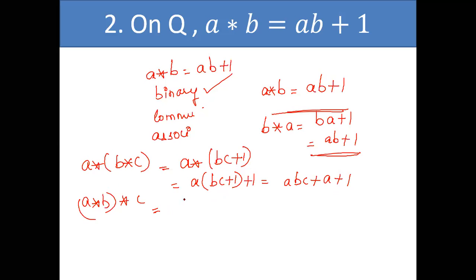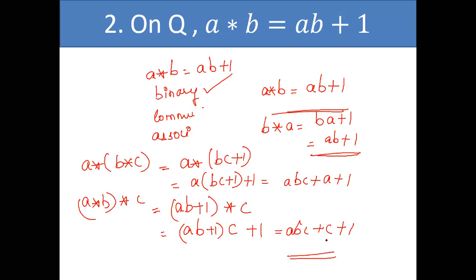So we know what is a star b. A star b is ab plus 1 star c. So now in place of a, we have ab plus 1, and in place of b, we have c. So apply that. So that is ab plus 1 into c plus 1. Correct? In the definition, in place of a we apply ab plus 1, in place of b we apply c. So now multiply. So ab into c is abc plus c plus 1. So whether this particular operation satisfies the associative property, whether both are equal, no, it is not.